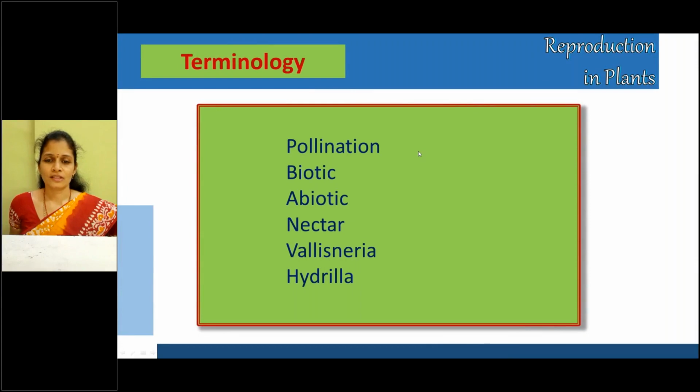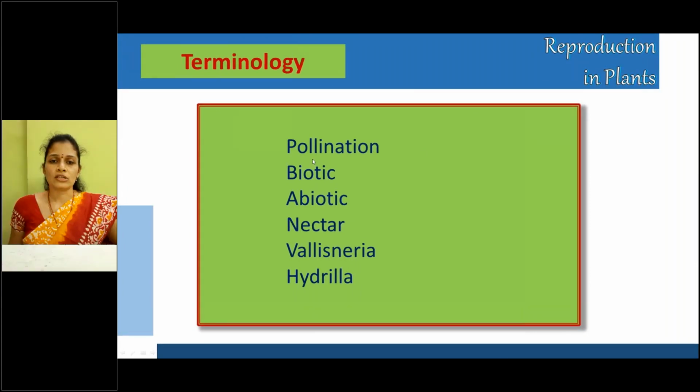Now let us see the terminology. What is the terminology here? Pollination. Biotic. Abiotic. Nectar. Vallisneria. Hydrilla. Now let us see the summary of this session, children.